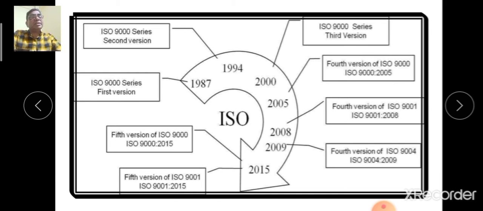In 2009, again the fourth version, ISO 9004, and it was named ISO 9004:2009. In 2015, the fifth version of ISO 9001, that is 9001:2015. The fifth version of ISO 9000 was also observed in 2015.